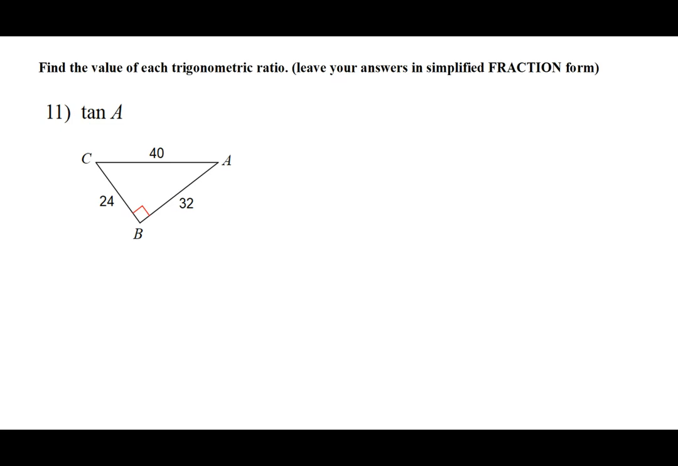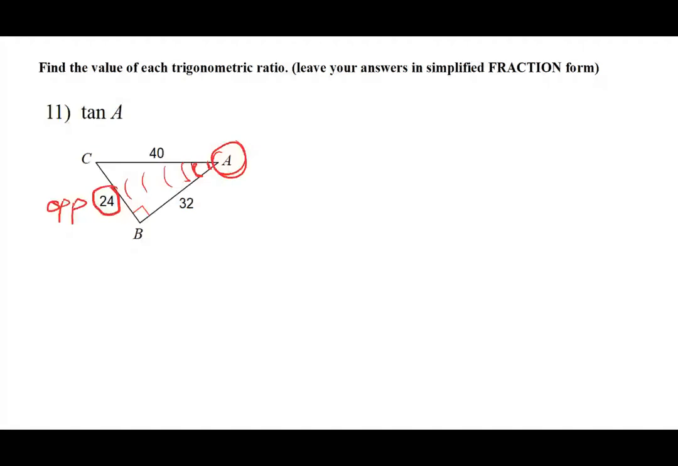Next, it says find the value of trig ratios. Again, leave your answers in simplified fraction form. You don't need to use decimal numbers, just need to find the fraction, which is opposite side over adjacent side. So we're looking at angle A, which is on the right side. So what's the opposite of angle A? Well, it must be on the left side, but besides that, you just walk across the triangle and you're going to hit 24. So 24 is the opposite side.